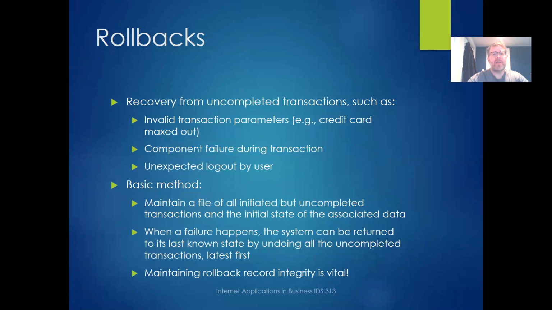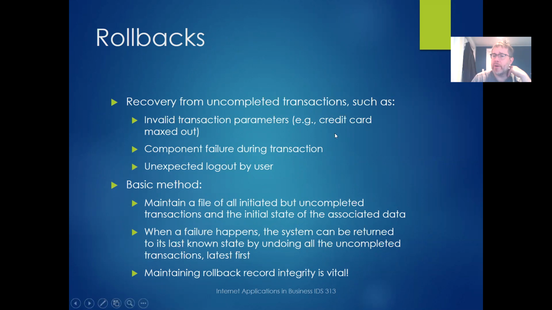So, next thing, rollbacks. Rollbacks are the ability to recover from uncompleted transactions. So for example, you have some transaction in progress, you entered in an invalid credit card parameter, right? So the card is maxed out, you click, the numbers you enter are valid, but it goes to the credit card company and they say, nope, sorry, no more credit, and comes back, sorry.